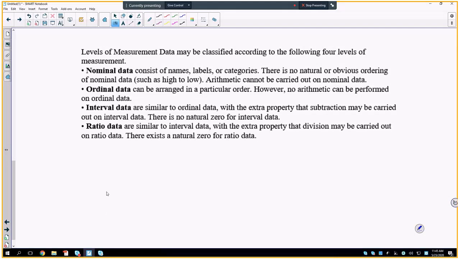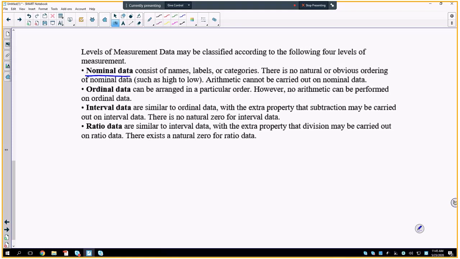At the end of the last video, I presented to you these different types of levels of measurement: nominal data, ordinal data, interval data, and ratio data. But I want to go through them one more time here because we'll use this for our next example. So levels of measurement data may be classified according to the following levels.